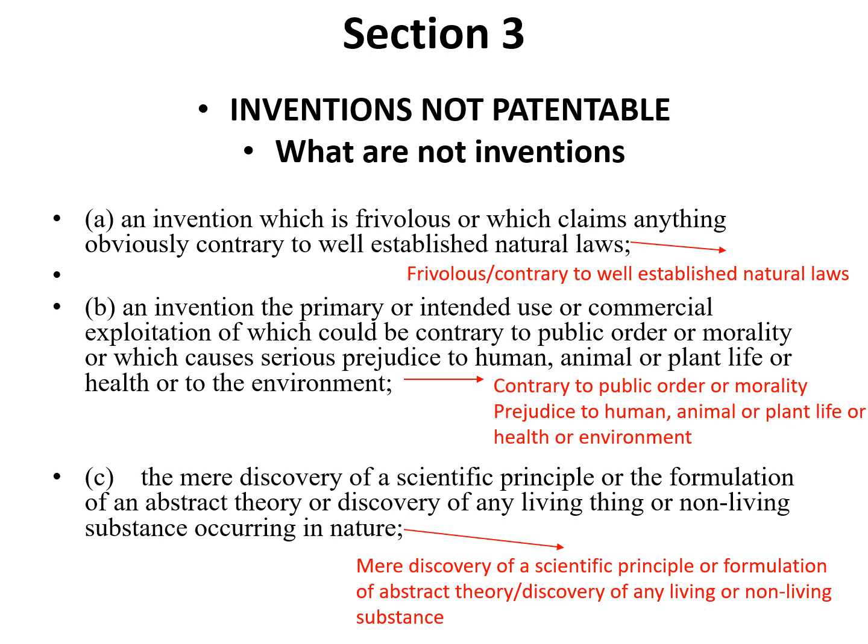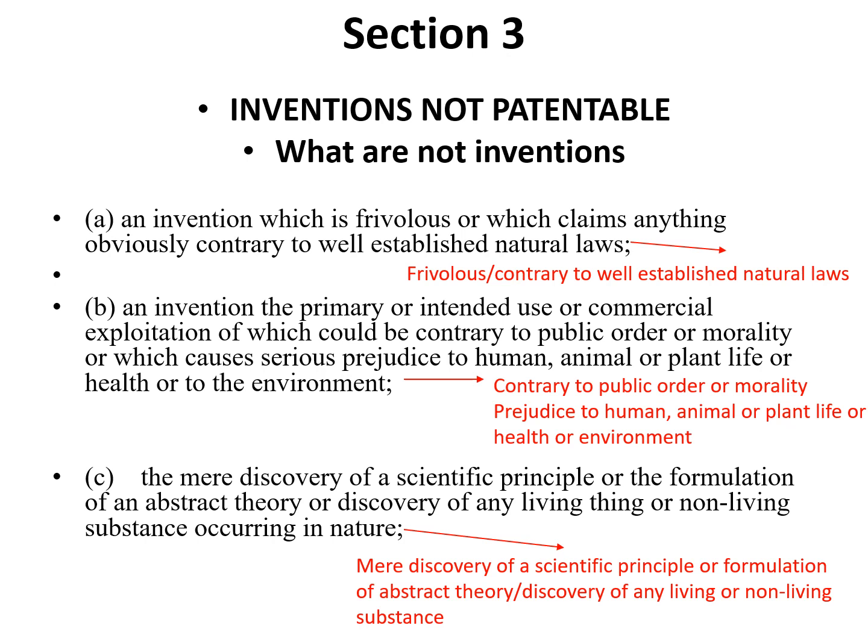Then coming on to subsection B, which deals with inventions the primary or intended use or commercial exploitation of which could be contrary to public order, morality, or which causes serious prejudice to human, animal, or plant life or health, or to the environment. You can understand it in the sense that anything which is harmful to any living or non-living beings or to the environment is not patentable, like committing a theft or a crime, or a method of doing all these things. Dangerous things which can pose a serious threat to the public or to the living beings around us are not patentable.